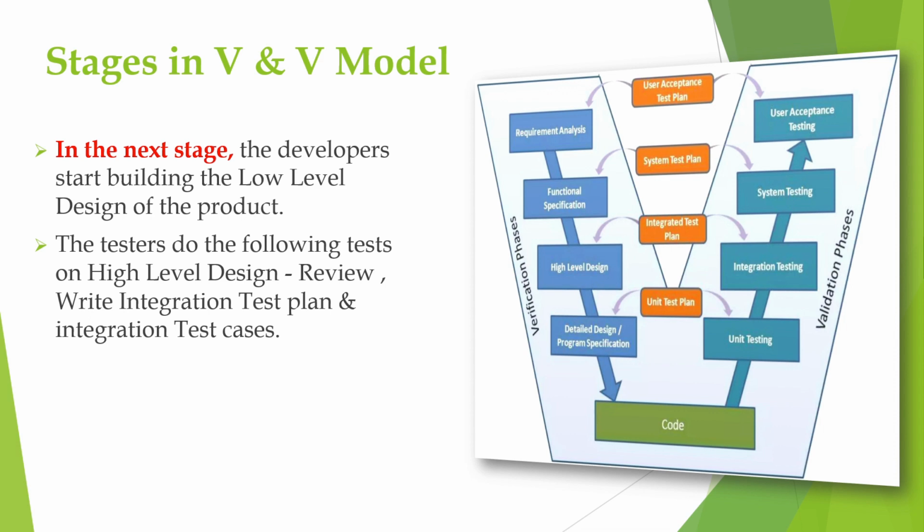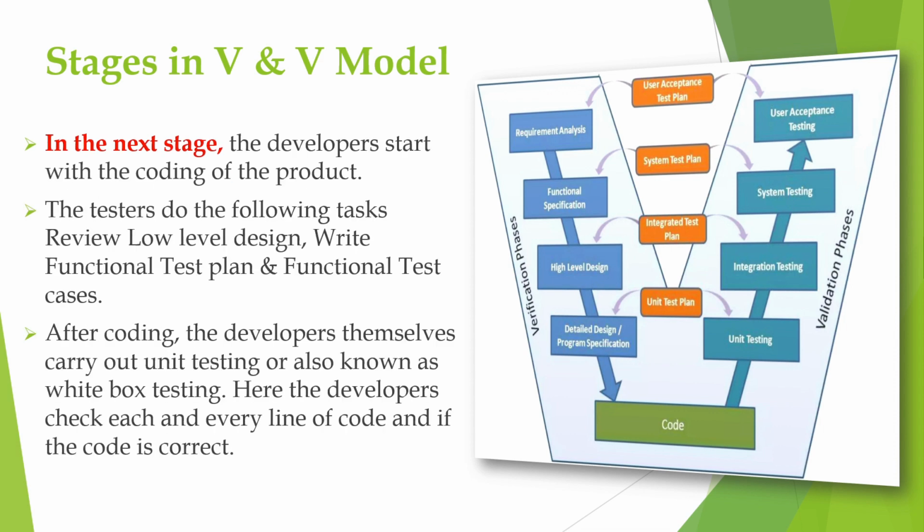That is, in the next stage, the project manager will send one copy of the low-level document to the testing team. Meanwhile, the development team will start converting this low-level design into the actual product by writing the code or programming. This is the stage where actual product development starts. All the developers will start writing the code.